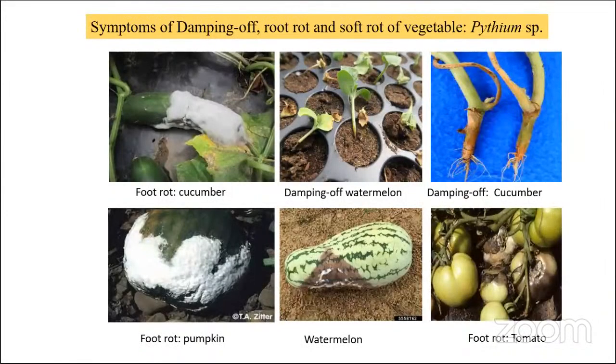So these are the symptoms of damping off, root rot and soft rot in different vegetables. You can see this is the foot rot symptom in the cucumber. So this is damping off symptoms in the watermelon seedling. Similarly, damping off symptoms in the cucumber. The foot rot symptoms in the pumpkin, foot rot in watermelon. So this is a foot rot in tomato. So these are the different types of symptoms caused by the Pythium fungus.